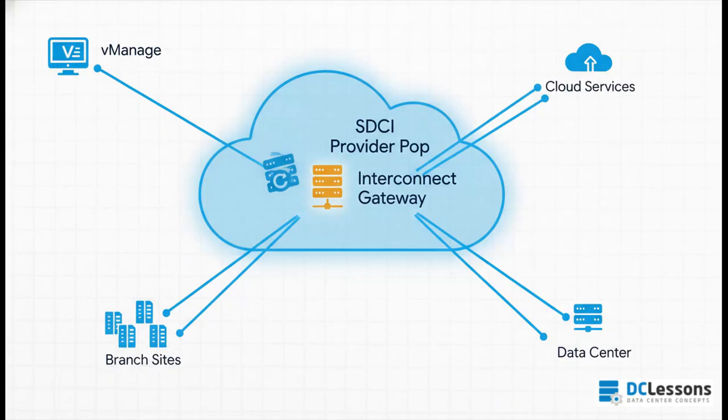So how does this integration actually happen on a technical level? This part is incredibly clever. Through vManage, you can actually deploy virtual Cisco SD-WAN routers directly inside the SDCI provider's points of presence. These then become what we call Interconnect gateways, and they effectively extend your secure SD-WAN fabric right into the heart of the provider's global backbone. This gives you a totally seamless, high-performance on-ramp from any of your sites to any cloud you need to reach.